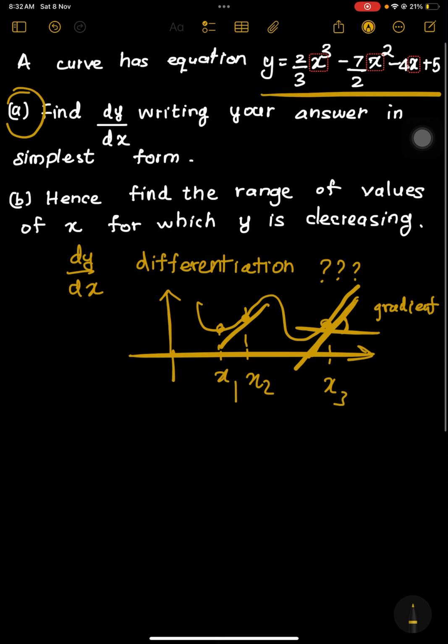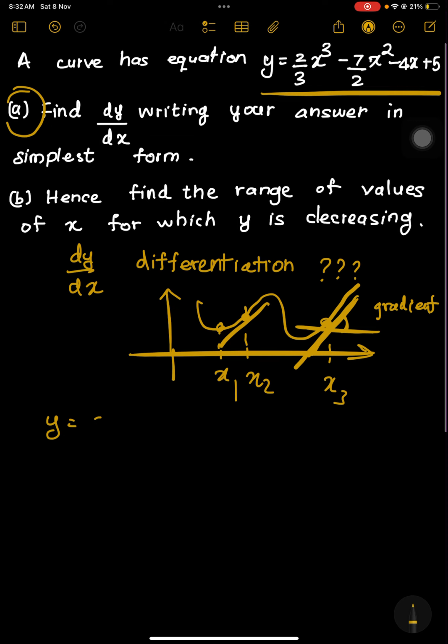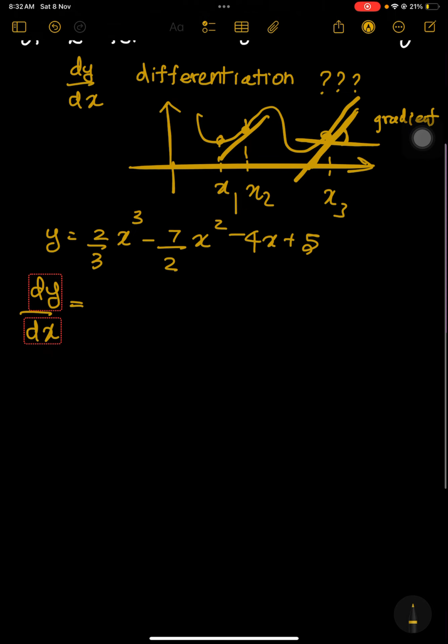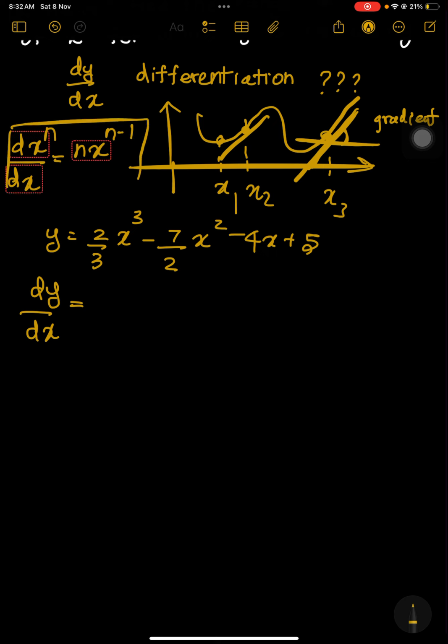So let's write the equation. y is equal to 2 by 3 x cubed minus 7 by 2 x squared minus 4x plus 5. So we are going to find dy over dx. If you have studied, you would know that d over dx of x to the power n is n x to the power n minus 1. This is a theory you should remember.